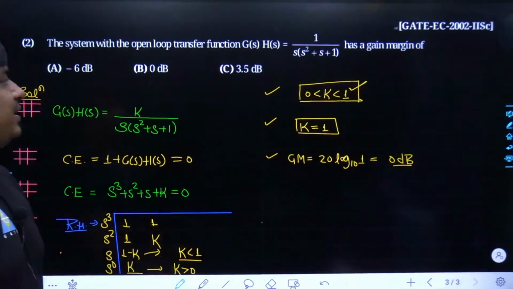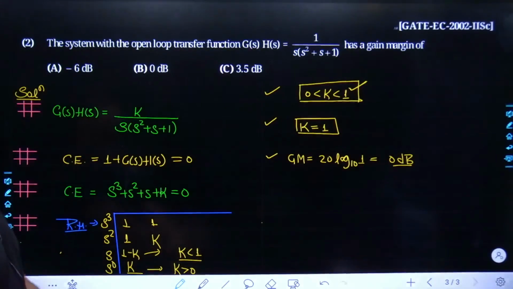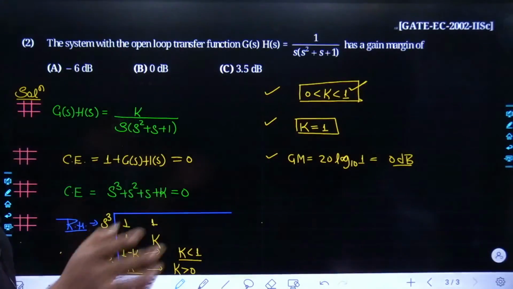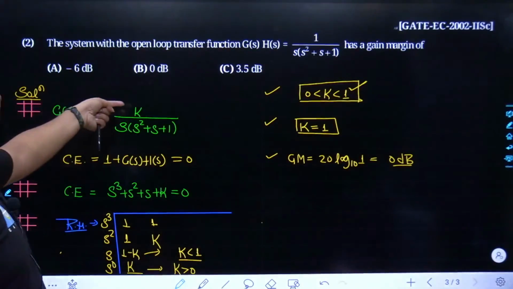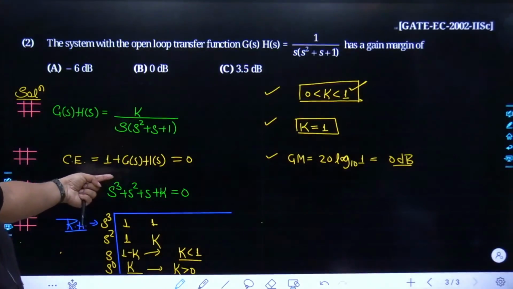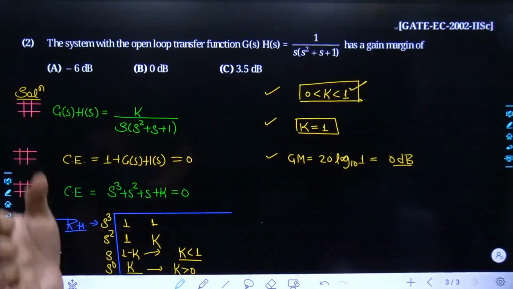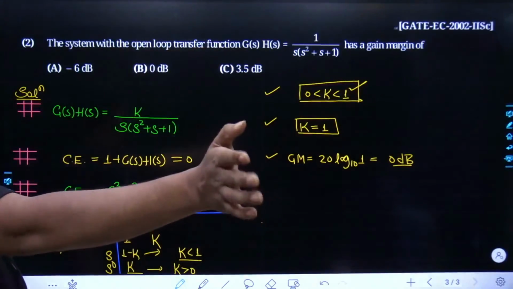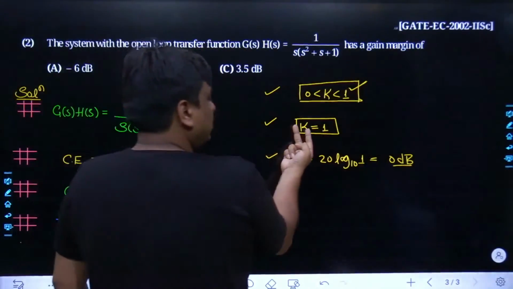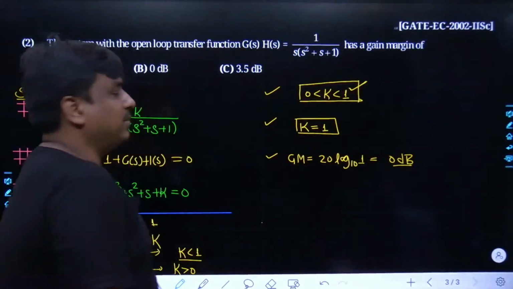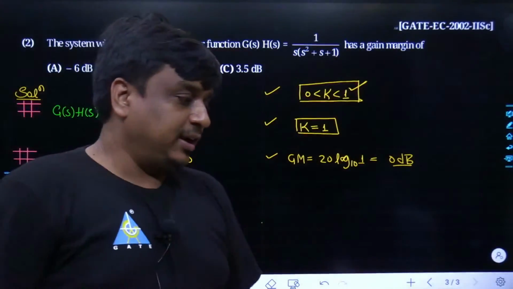A few highlighted points must be in our mind whenever the gain margin has to be calculated. Forget about the standard process. Just multiply with K, find the characteristic equation, and with the help of the characteristic equation find the maximum value of K for which the system becomes critically stable. Use that value of K, and from there you get the gain margin, and that had been 0 dB.